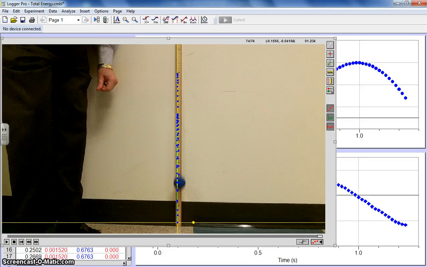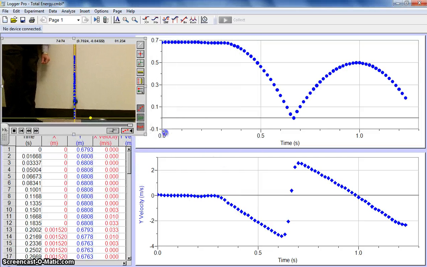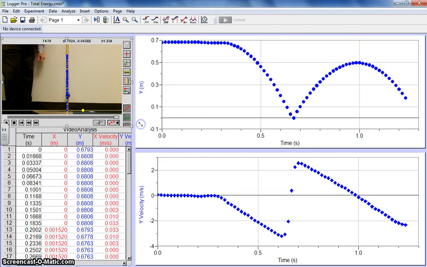This video will show how to add new calculated columns. At this point, you should already have your scale set, you should have your origin, and you should have your data points collected. I'm going to minimize the video.